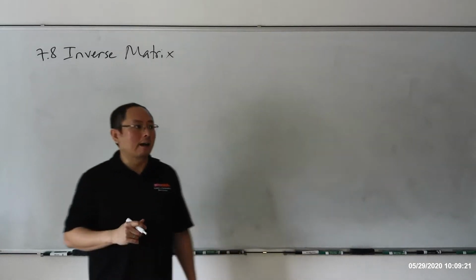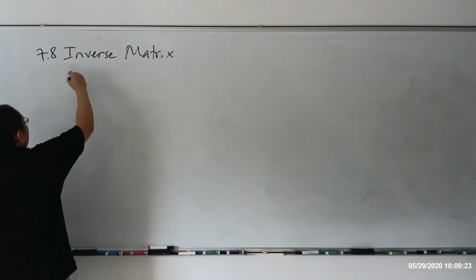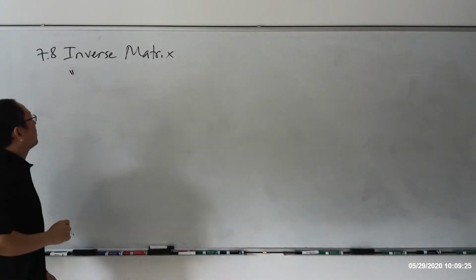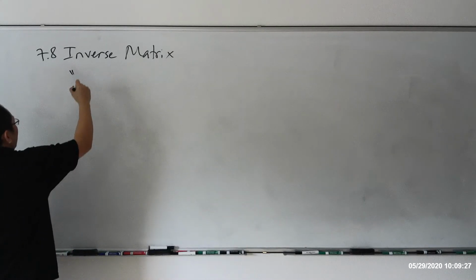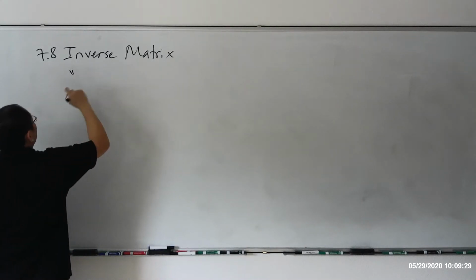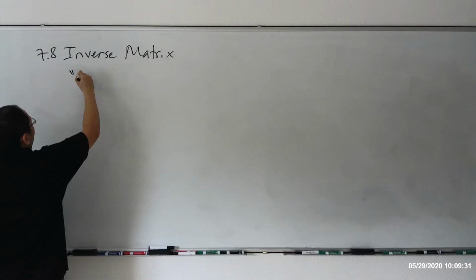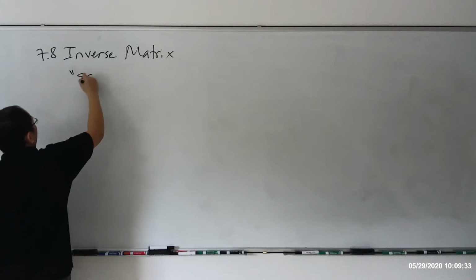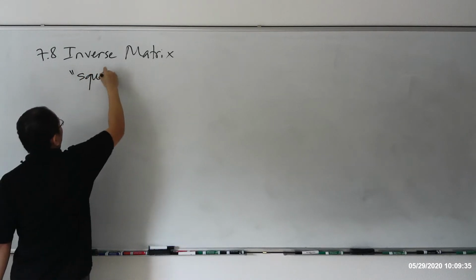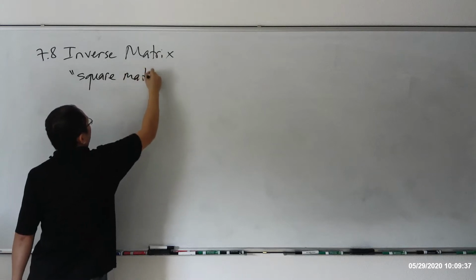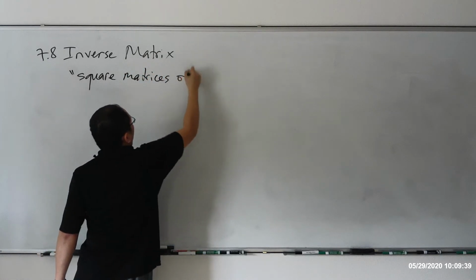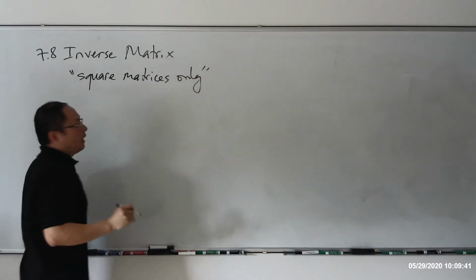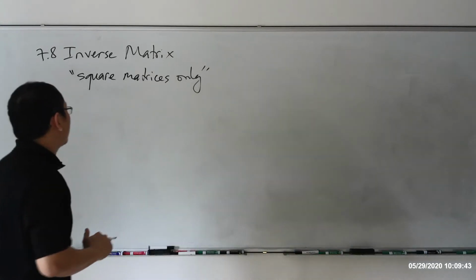Alright? The very first thing that we have to care about is the condition. For inverse matrix, we only do square matrix. Okay, so let me write this way: square matrices only. Okay, so we can only find the inverse matrix for square matrices.